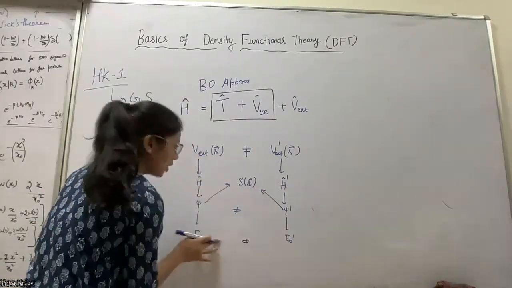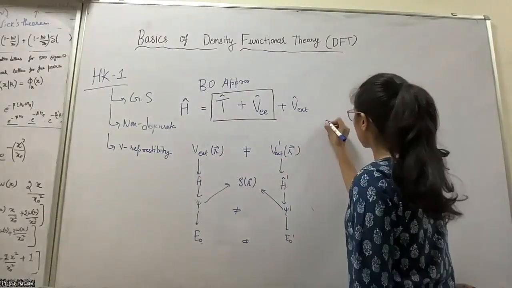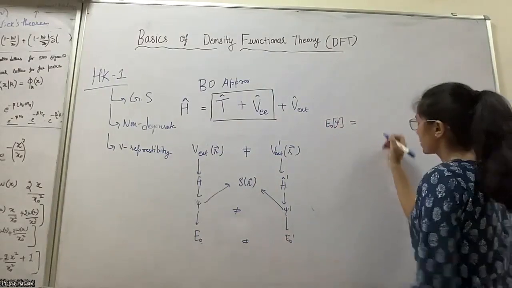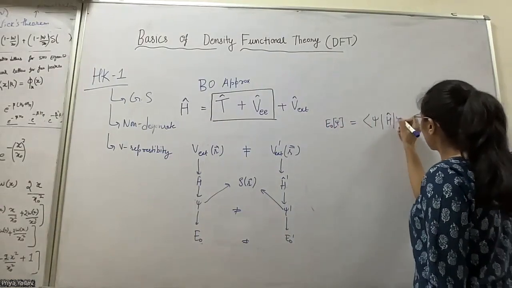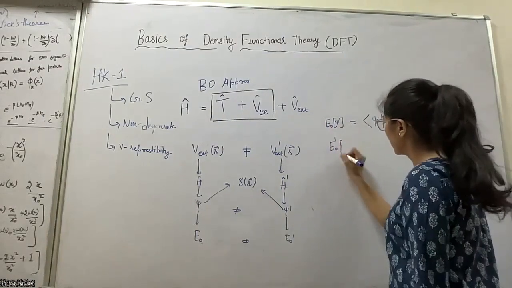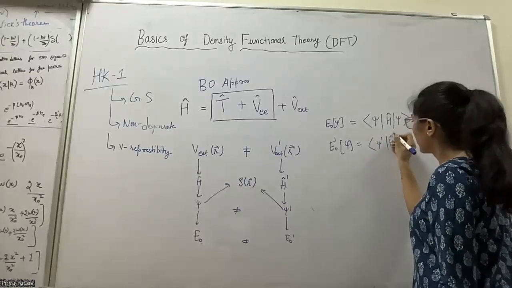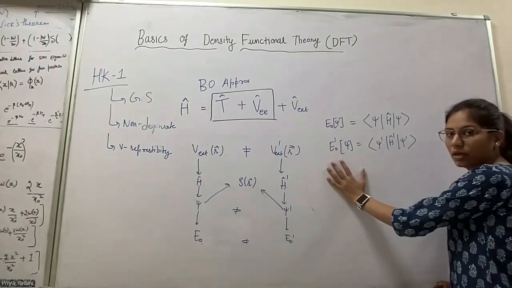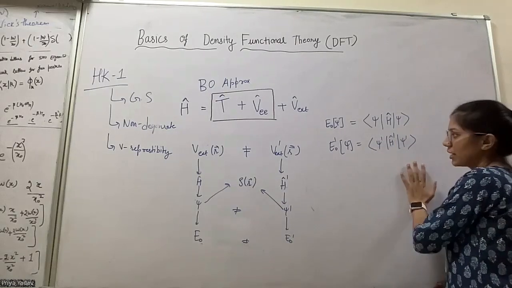Now, how do we calculate the energy? The energy is calculated as E as a functional of rho, given as psi H psi. Similarly for this one, E psi prime H prime psi prime. So this is the true ground state energy, which I'm calculating, as we know that's how we calculate it.